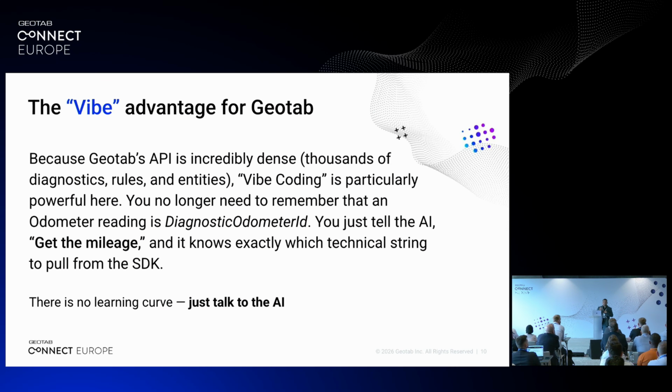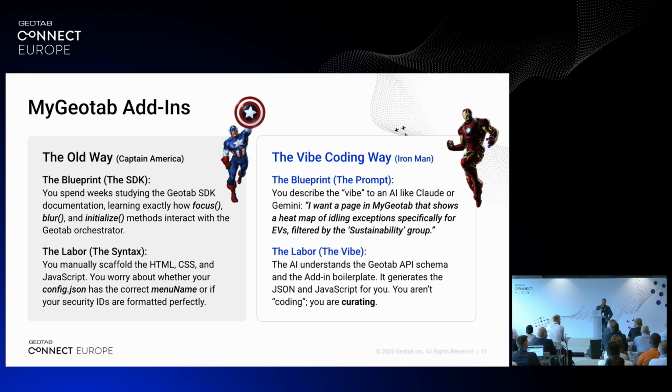To start using that API, you need to learn how it works. If you want to get the odometer, you need to know what the diagnostic for the odometer is. Let's say fuel, you need to know what the diagnostic for fuel is, so there is a learning curve. MyGeotab add-ins is also another nice example of how to use vibe coding. MyGeotab add-ins are basically extensions for MyGeotab to build features that are not natively available in MyGeotab. So you can use the API to build those.